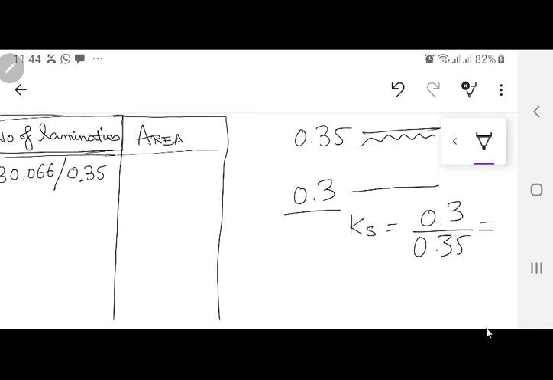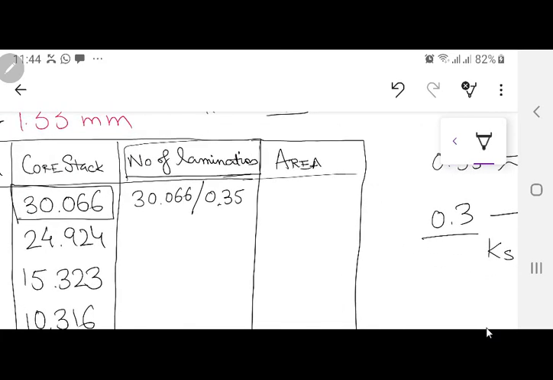So I will stick to this one, assuming that my workers are not that good and they are still going to put a very thick layer of lamination insulation. So I am going to divide whatever core stack value by 0.35. Now when I divide by 0.35, the answer is never going to be an integer. It's going to be a fraction. You cannot have a fractional number of laminations, so you have to round it off, supposedly to a value like 41.